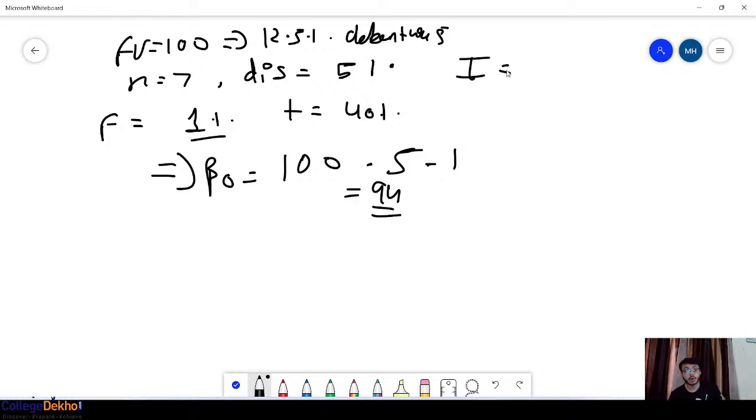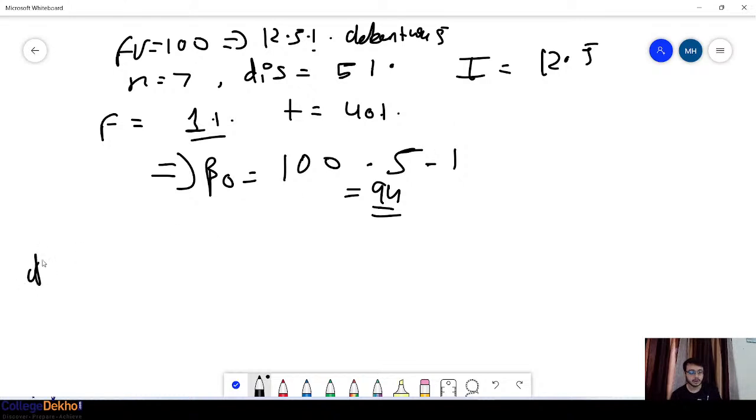Interest payment कितना, like always pay interest on the face value, not on the net proceeds. People commit a mistake, they pay 12.5% on 94, that is wrong. All the calculations will be done on face value only. Interest is 12.5% of 100, 12.5 only.